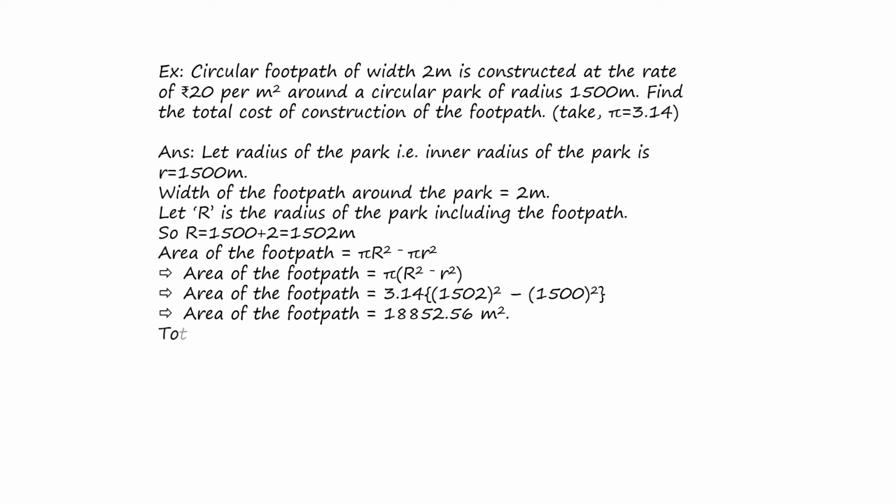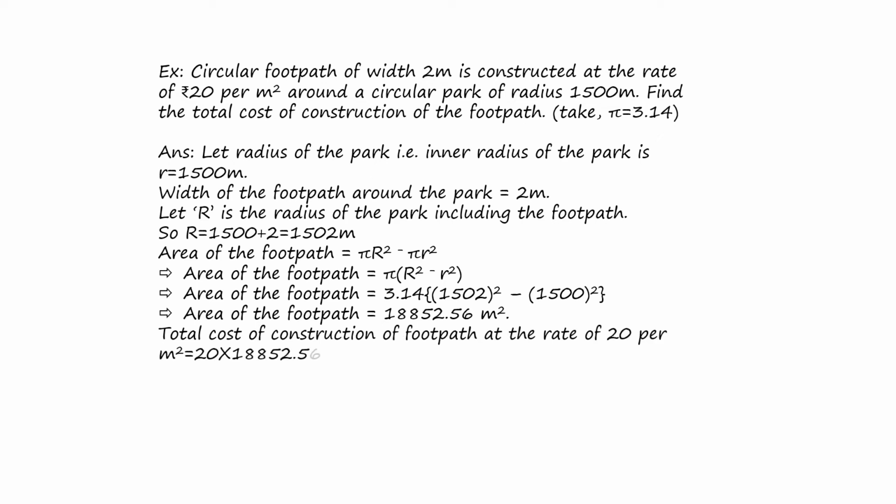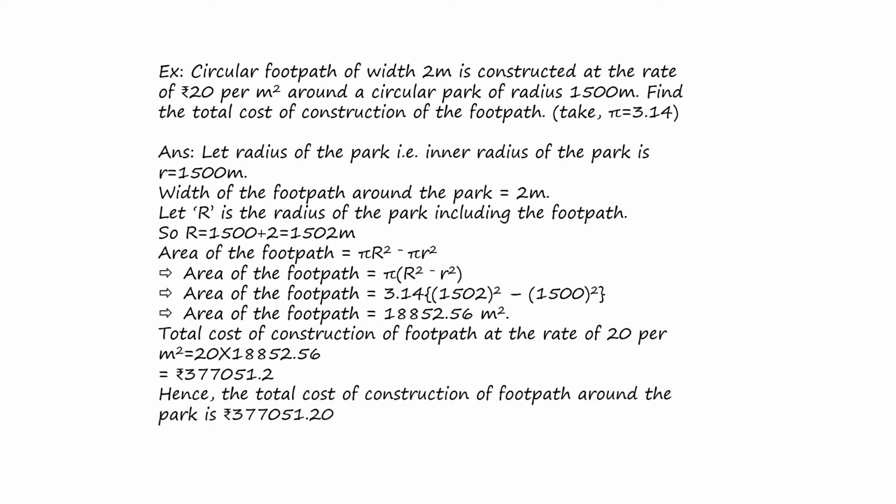18,852.56 meters square. Now the total cost of construction of the footpath at the rate of rupees 20 per meter square is 20 into 18,852.56, which is nothing but 3,77,051.2. Hence, the total cost of construction of the footpath around the park is rupees 3,77,051.20. That is the answer.